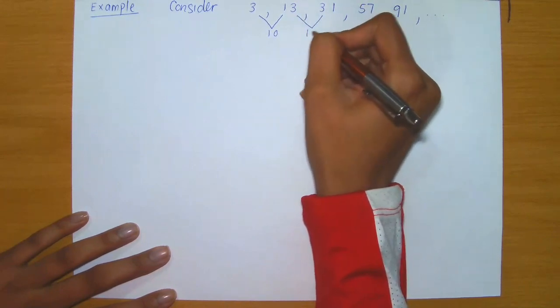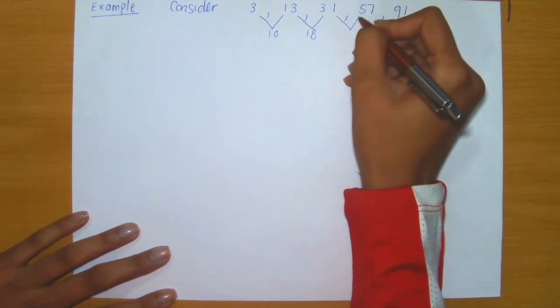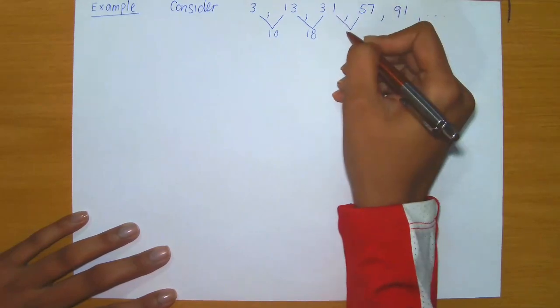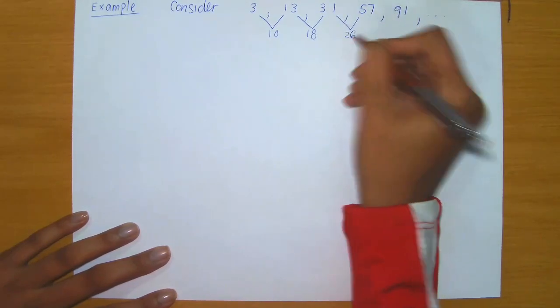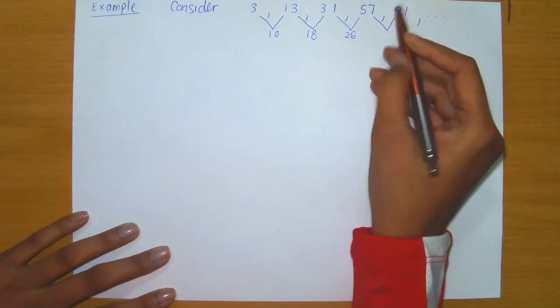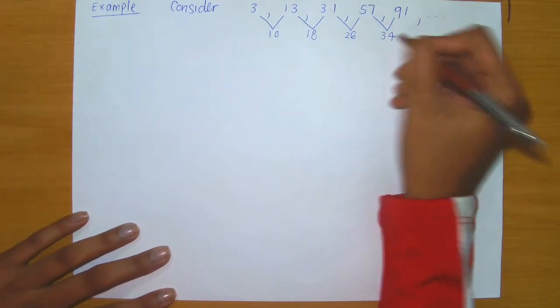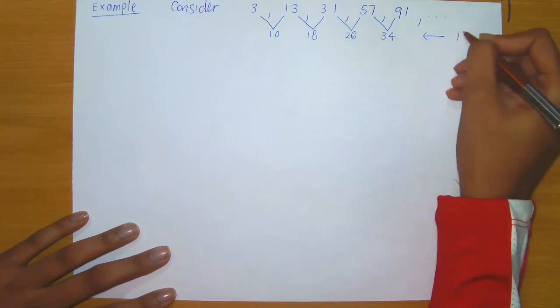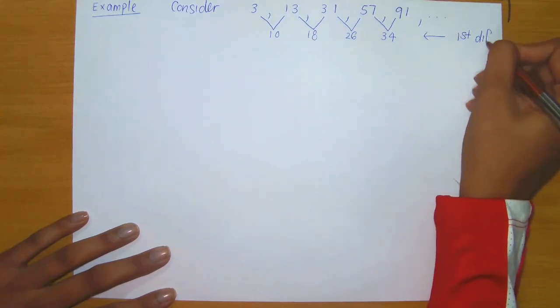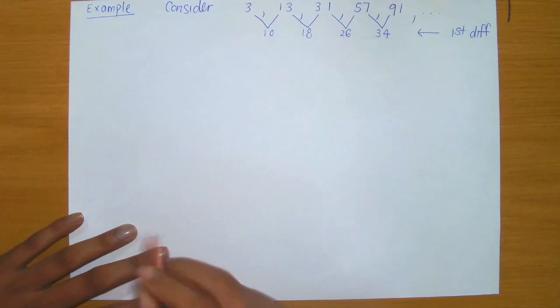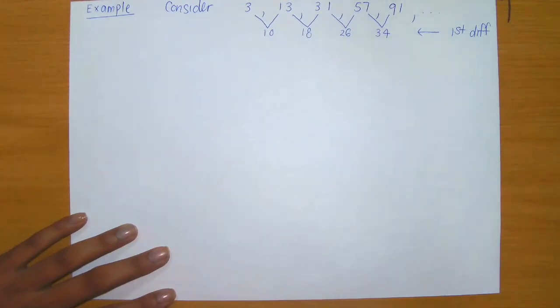31 minus 13 is 18. 57 minus 31 is 26. 91 minus 57 is 34. So here, in the first difference, it is clear that it is not common. So let's continue with the procedure.